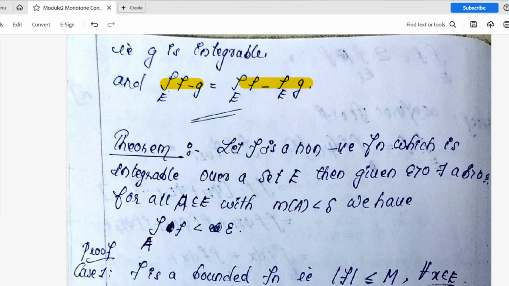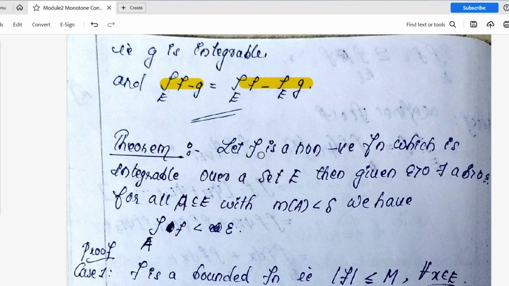Next theorem. Let f be a non-negative function which is integrable over a set E. Then given epsilon greater than 0, there exists a delta greater than 0 such that for all subsets A of E with m of A less than delta, we have the integral of f over A less than epsilon.